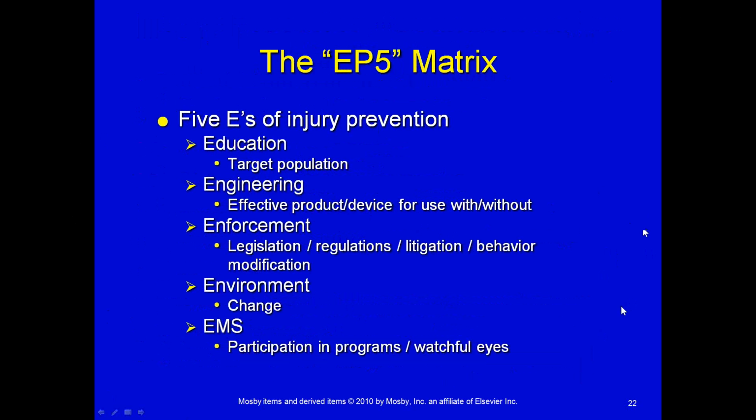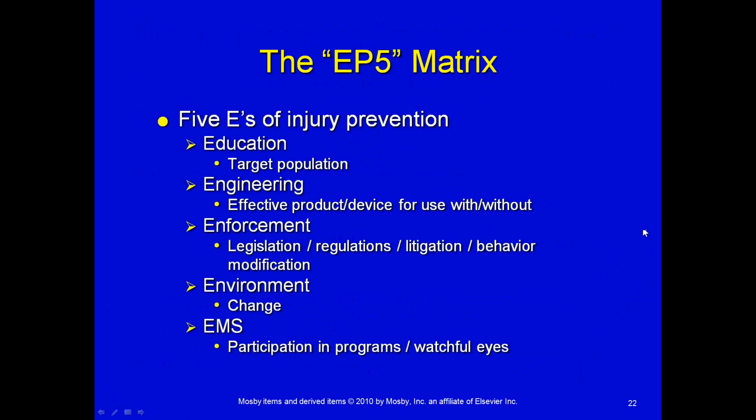We also have to look at something that's known as the EP5 matrix. And the 5 E's of injury prevention include education. And education occurs with a target population. Certainly if we're concerned about the number of injuries that we see involving texting, then the target population are those people who text a lot. Some engineering issues include an effective product device for use, with or without these engineering controls.